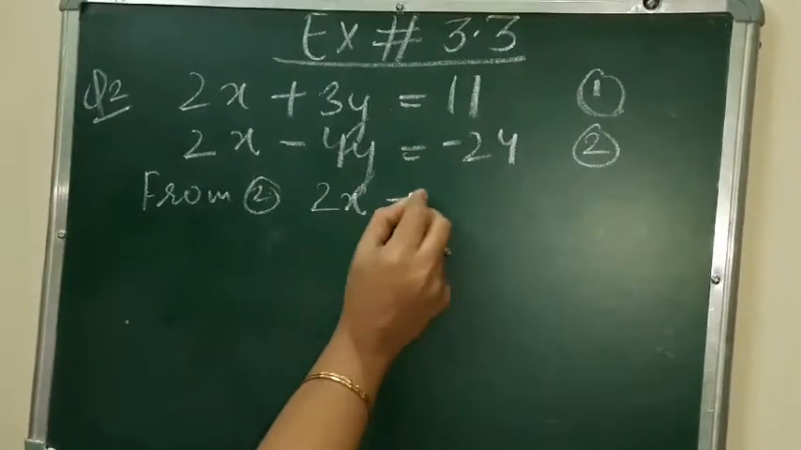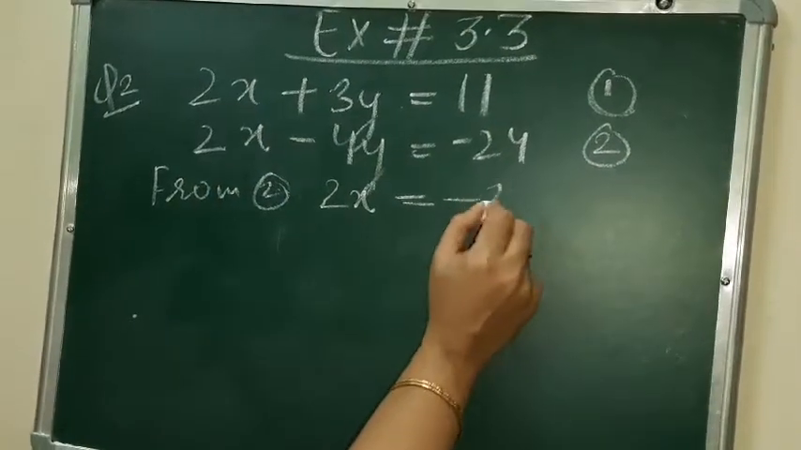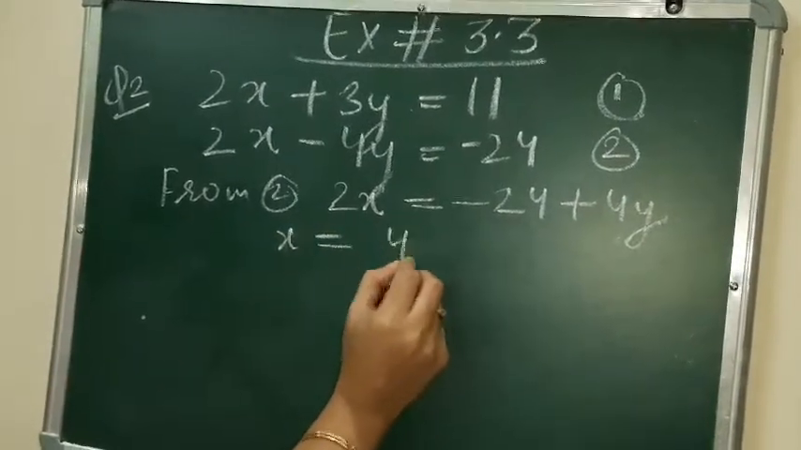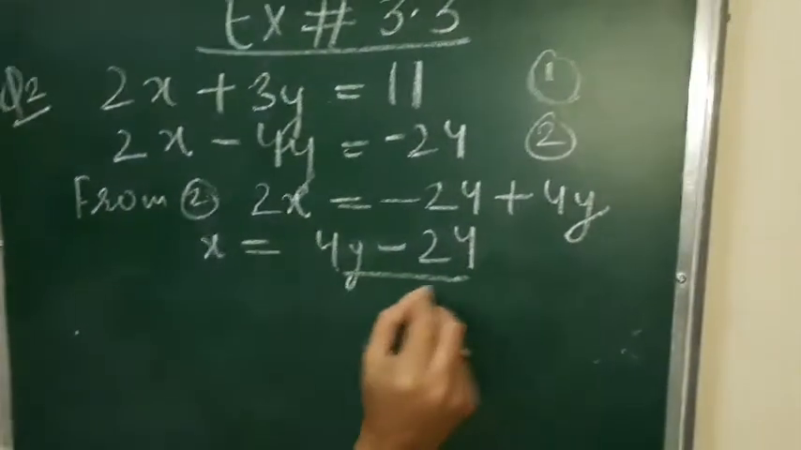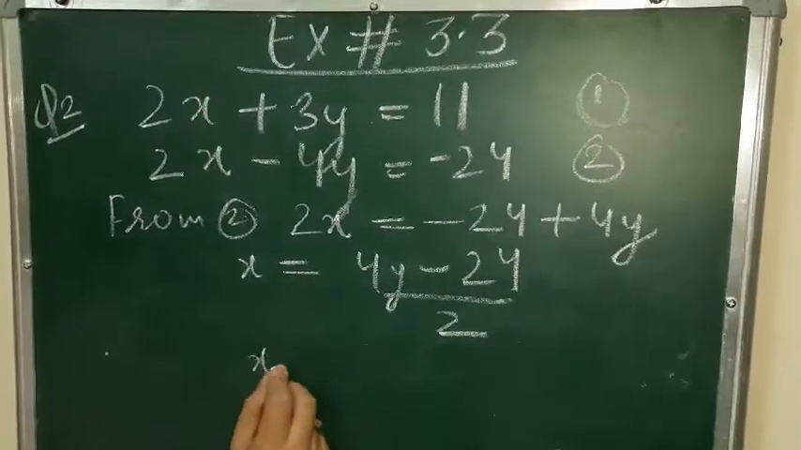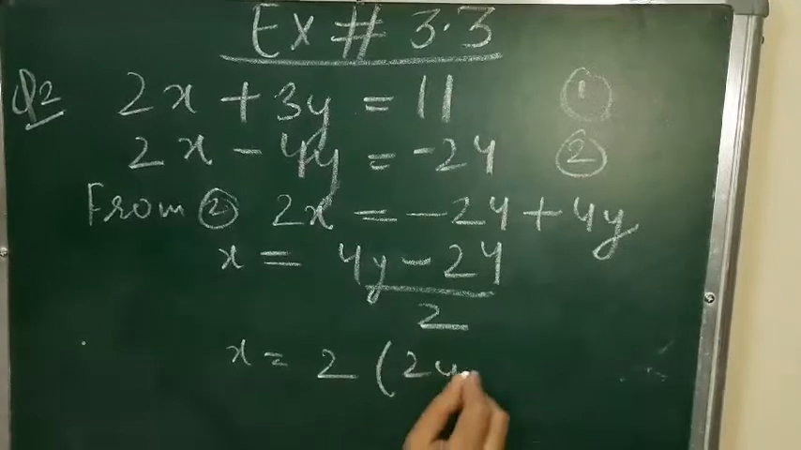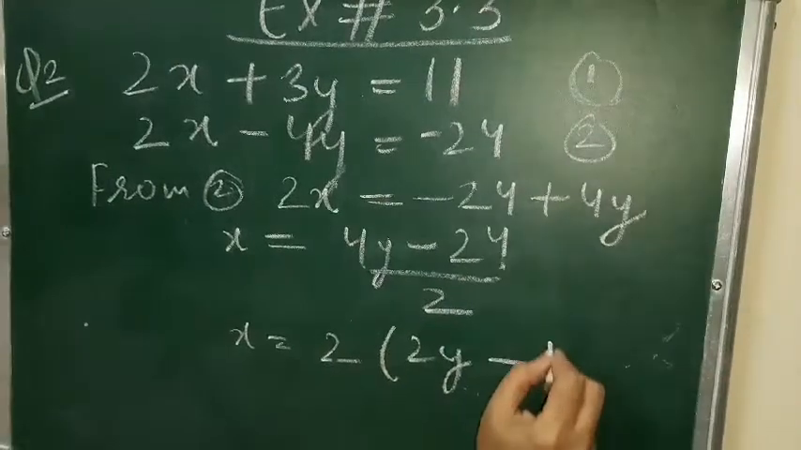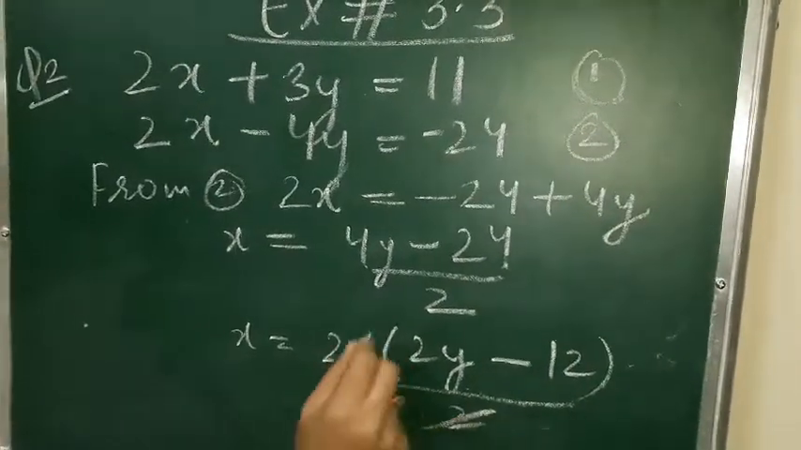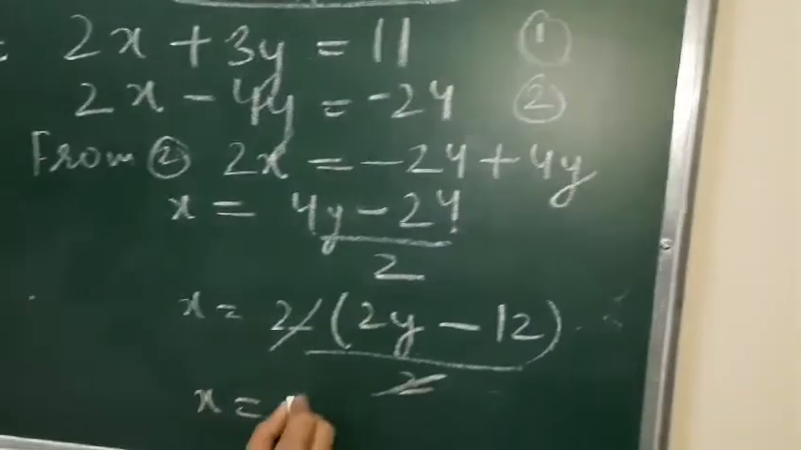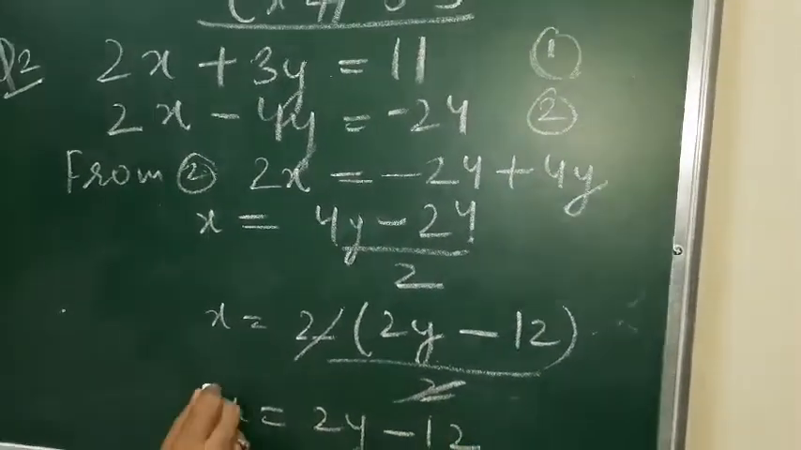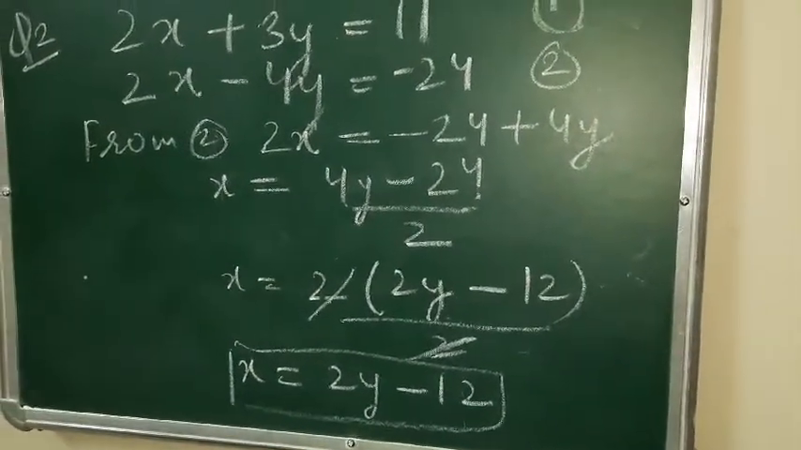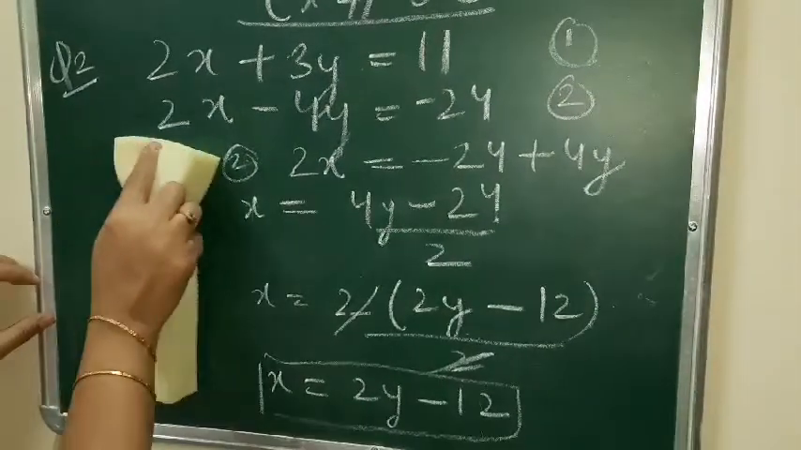From the second, if I take 2x, the 4y will shift to that side. So it is minus 24 plus 4y. So x can be written as 4y minus 24 upon 2. Now you can take 2 common from the numerator, and what will be left? 4 divided by 2, 2y. 24 divided by 2, 12. So the value of x is 2y minus 12. This will be your value for x, and we'll put this value of x in the first equation now.